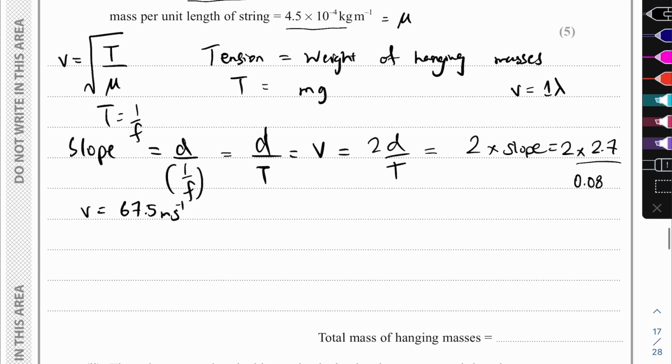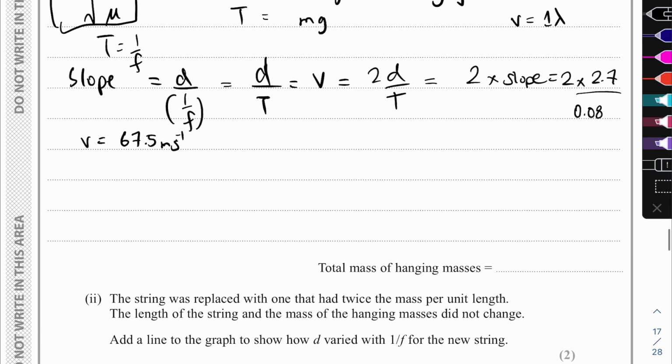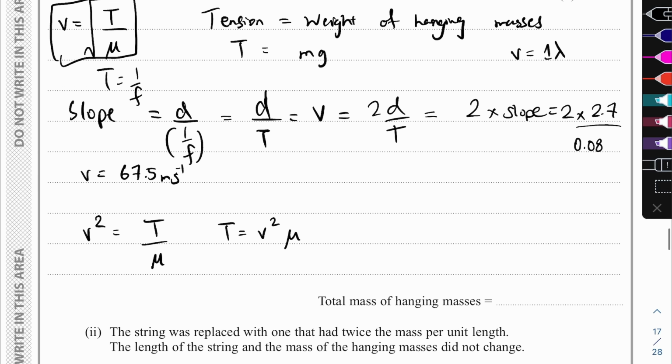Now let's rearrange this formula to give us T. So this will be V squared equals T over mass per unit length. So T equals V squared times mass per unit length. And we know that T equals mg. So mg equals V squared times mass per unit length. So m equals V squared times mass per unit length all over g.